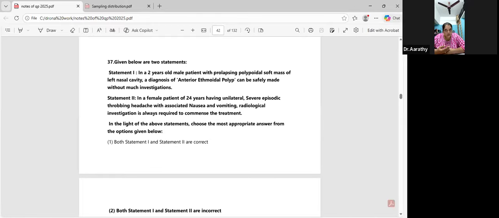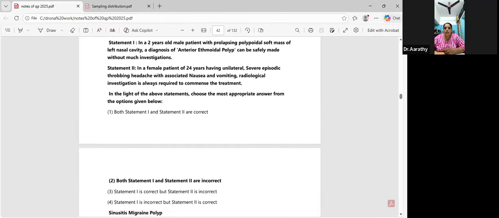So the second point is also wrong, because they have said you have to conduct investigations before starting the treatment. So that is how these two statements went wrong.